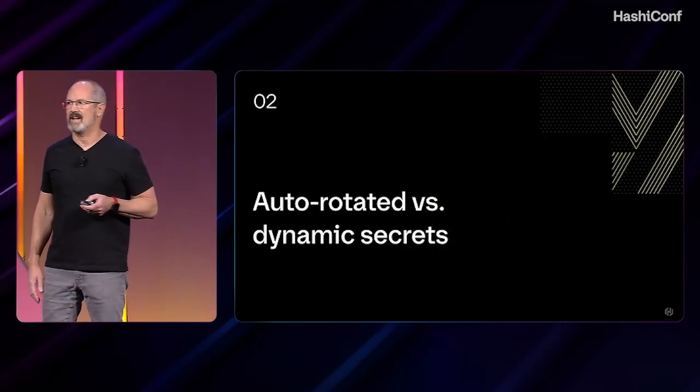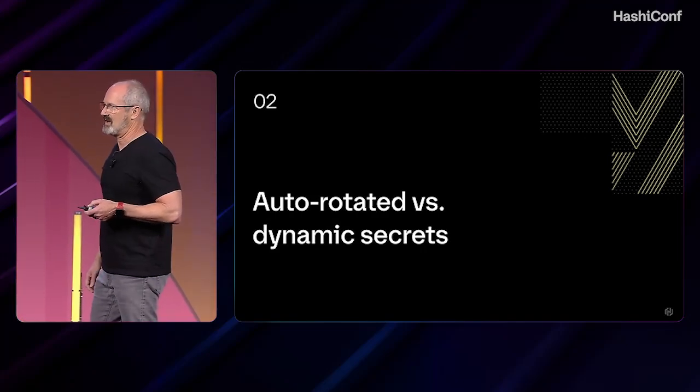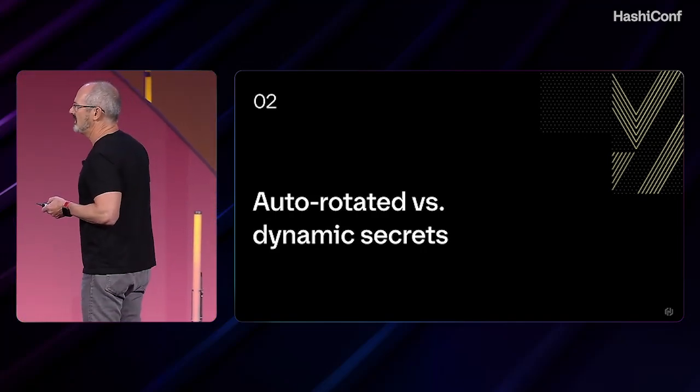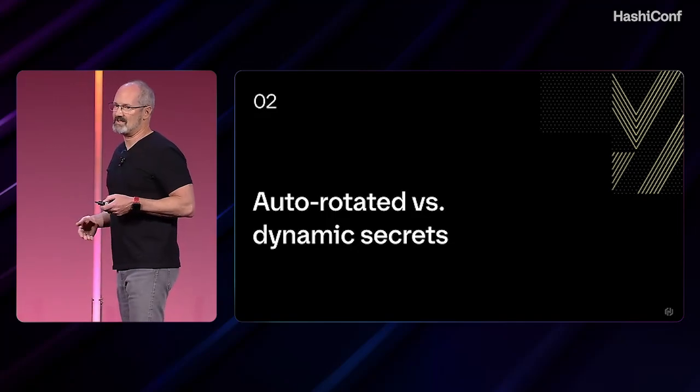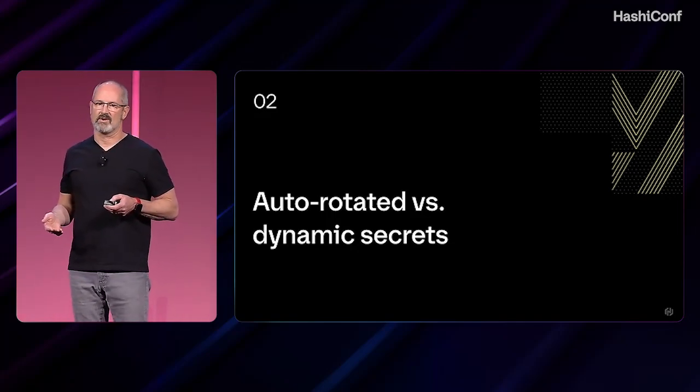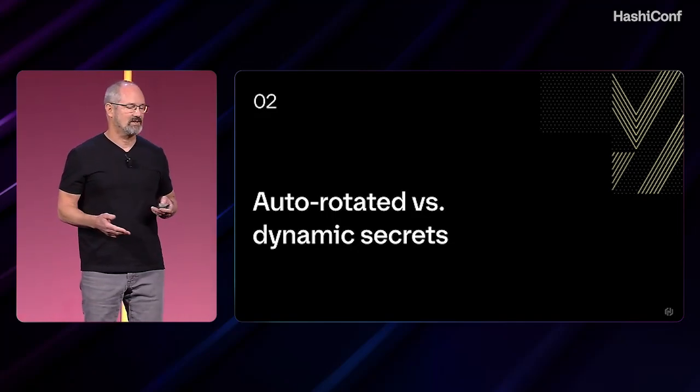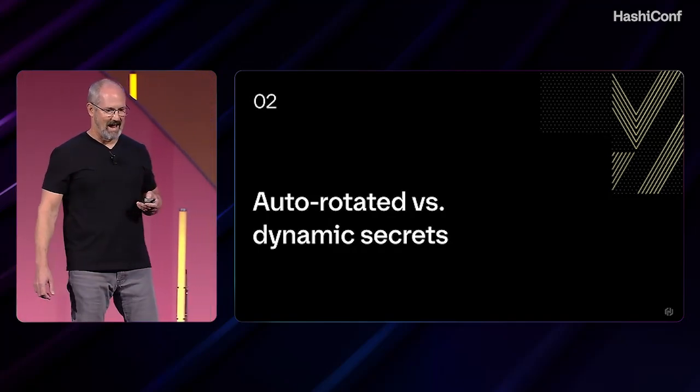So auto-rotated and dynamic secrets are really just different strategies for achieving the same goal. The goal is to reduce the lifetime of that secret, therefore reduce the exposure of that secret and the chance that somebody's going to grab it and do something bad with it.